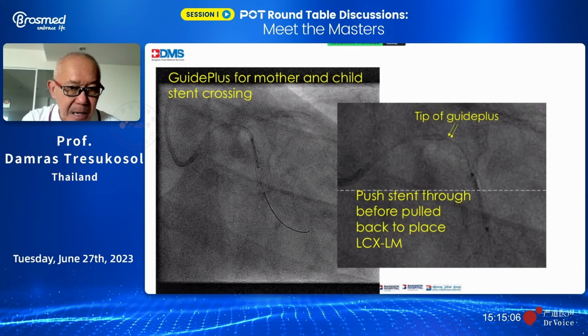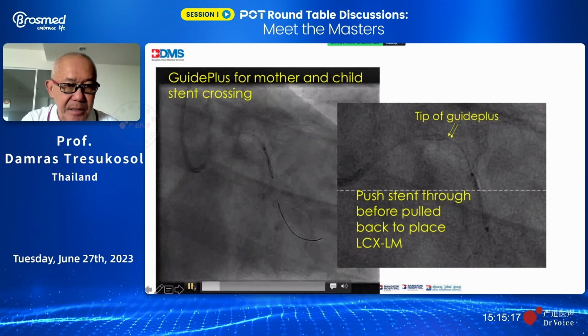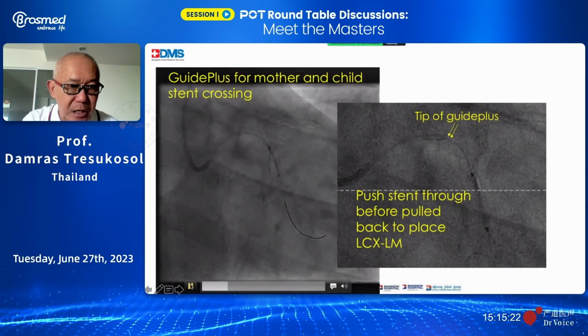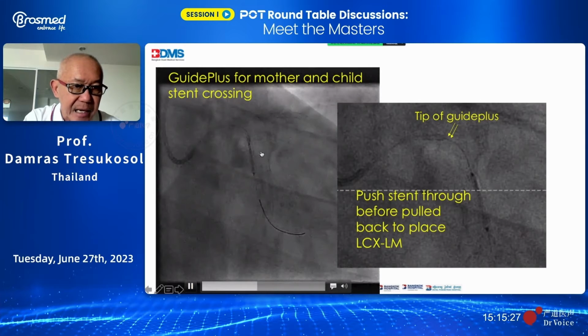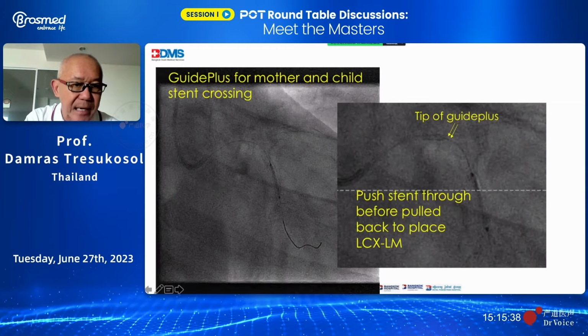After I pass this guide plus to the distal left main, then I can push the stent through before pulling back the stent to the circumflex. So this is the guide plus. I show you once again. It's a short video. So you can see that the guide plus is here at the tip of the stent. And then we push the stent through the tip of the guide plus and then pull back the stent to cover left main circumflex, overlapping with the first stent.